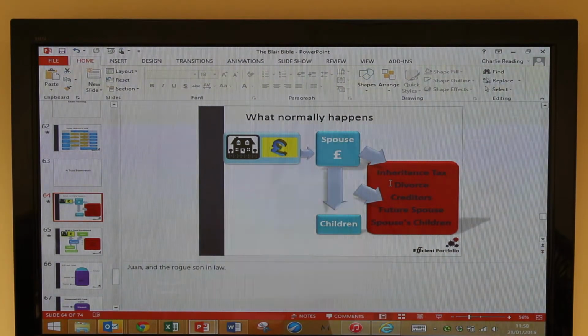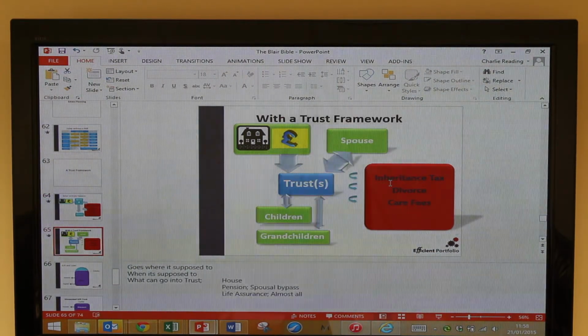And even if none of that happens, all of that money sat in the spouse's estate is liable to inheritance tax on their death. So the benefit of putting a trust in place is on first death, some money can go to the trust. The spouse can still get access to it and spend it during their lifetime. What it does provide then is protection against divorce, and also it starts to get money outside of the estate for inheritance tax purposes.